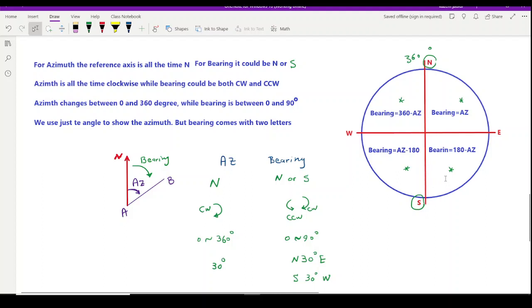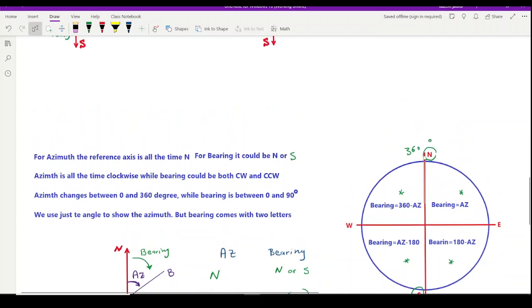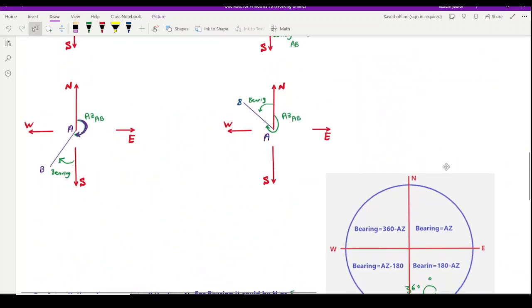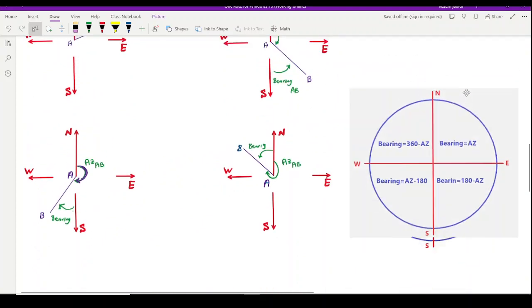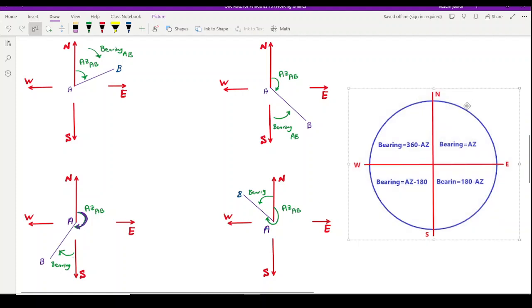west. Now I'm going to move this drawing up because I have some drawings over there and I want to explain using those drawings how we can convert bearing and azimuth to each other, or how we can calculate bearing from azimuth.